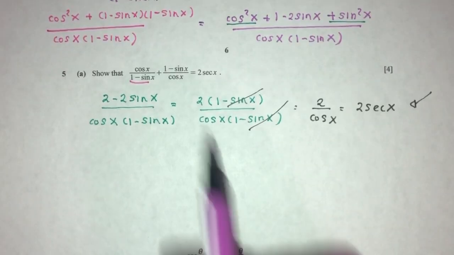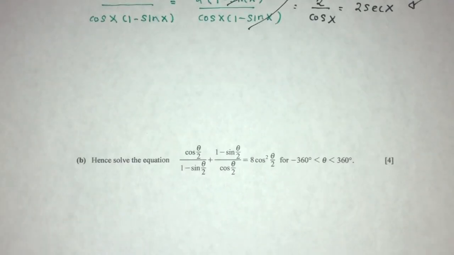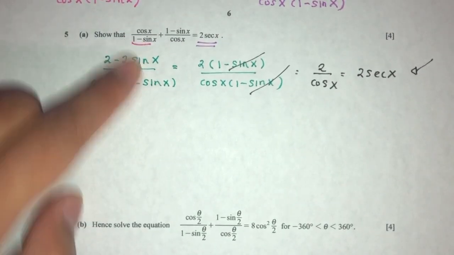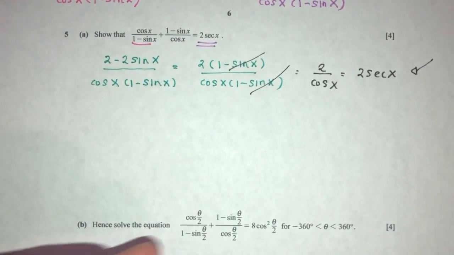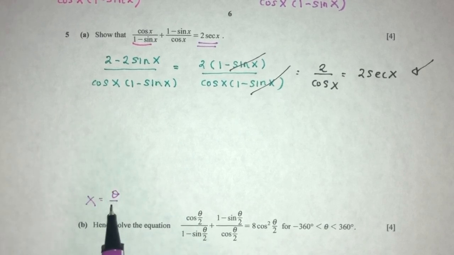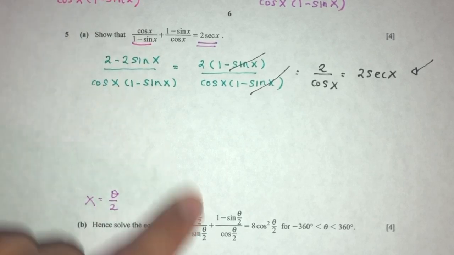Now let's move on to part B, hence. So hence means using part 1, let's solve this equation. So basically this whole thing right here became this. So similarly, by comparison, this whole thing right here looks very similar to this one. The only exception is the value of x here is a value of theta over 2. That's the only exception, right? You can see. Same thing, but just only that has changed.